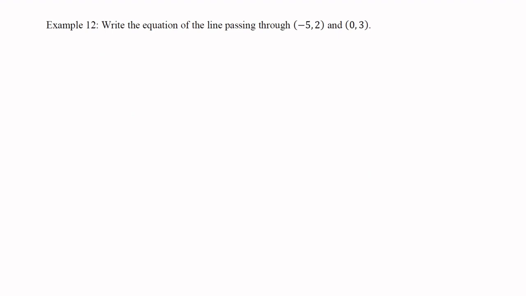Write the equation of the line passing through (-5, 2) and (0, 3). So in this one, we have 2 points, so we can find the slope by using our slope formula. Plug in our x2, y2, and our x1, y1. Find out our slope is 1/5.